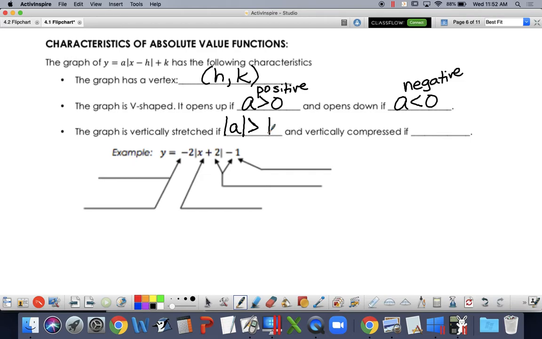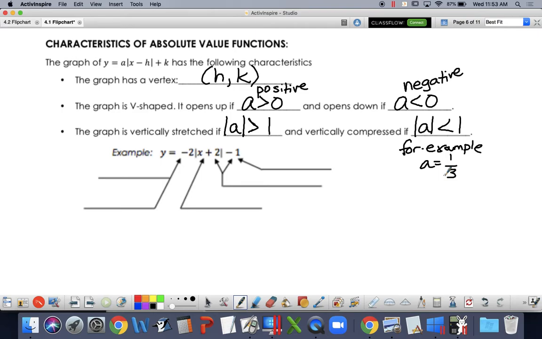If my A value is 2 or 3 or 4, that means that my slope is 2 or 3 or 4. Then the letter A is going to tell you exactly what your slope is. The function is going to be vertically compressed, or pushed down closer to the x-axis, if the absolute value of A is less than 1. So something like a fraction, for example. If A was equal to 1/3, that's a number less than 1, and that would mean I've pushed the graph down closer to the x-axis.